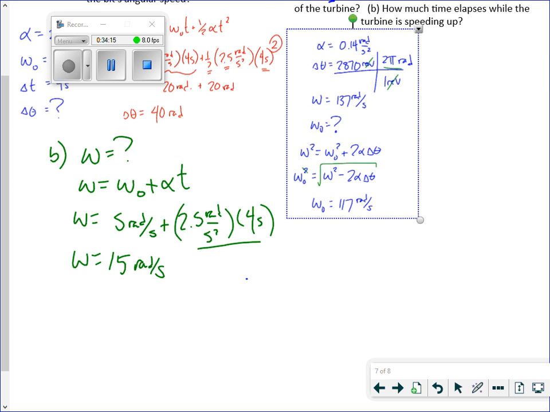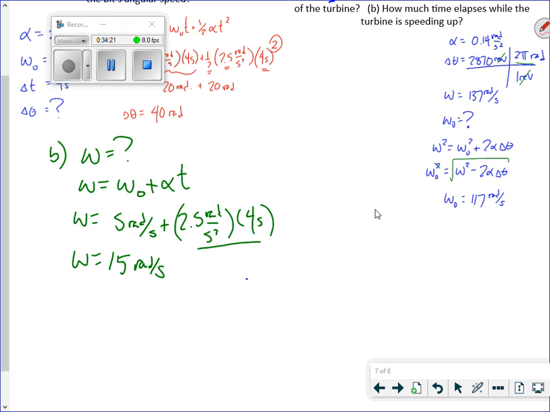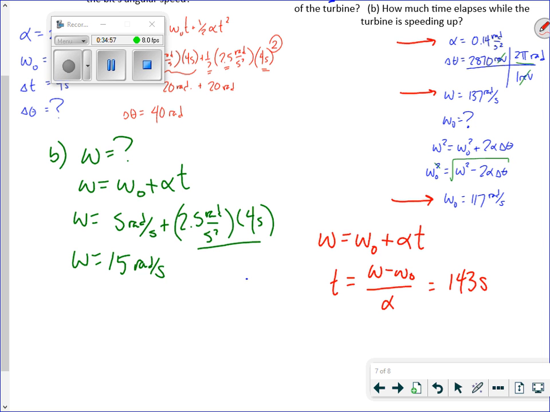Part B is how much time elapses whilst the turbine speeds up. Well, time. Here's what we now have. I would use this omega naught and this omega final and that alpha, and I would say omega is omega naught plus alpha t, and t is omega minus omega naught over alpha. And that delta omega is like 20 divided by our alpha, 0.14. Yeah, that took 143 seconds. What do you think?